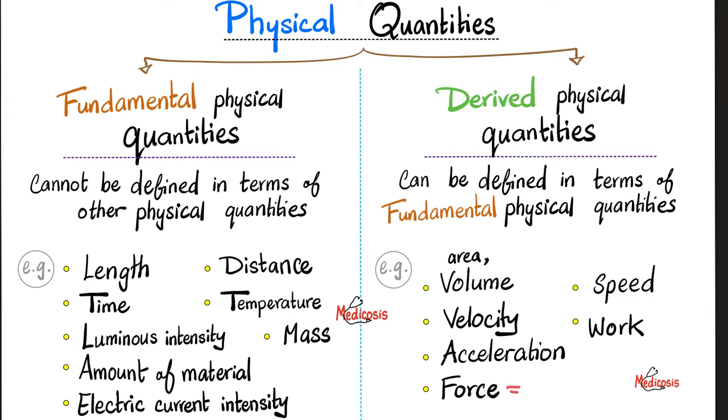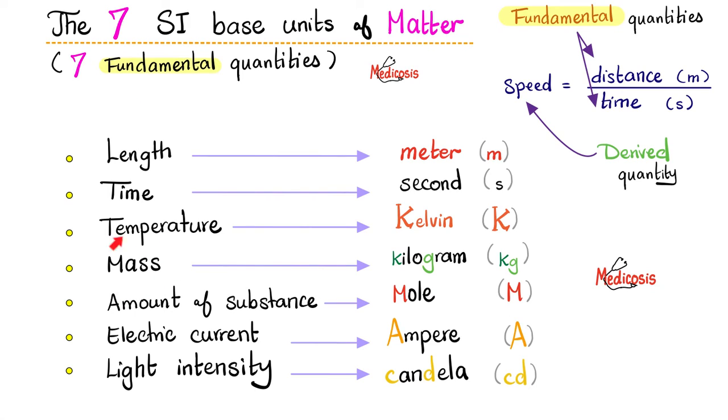Derived from what precisely? From mass and acceleration, because force equals mass times acceleration, according to Newton's second law of motion. How do we measure mass? What's the measuring unit? Kilogram. What's the measuring unit of acceleration? It is meters per second squared. So, if force equals mass times acceleration, and mass is measured in kilograms and acceleration in meters per second squared, then force is measured in kilogram times meter per second squared, or simply 1 Newton. So 1 Newton is equivalent to kilogram times meter per second squared.